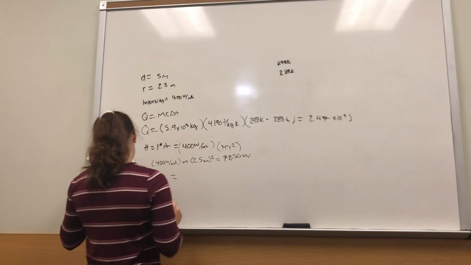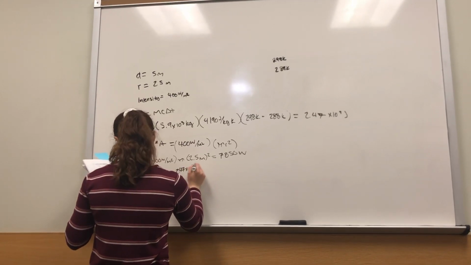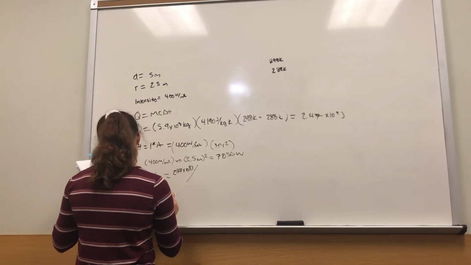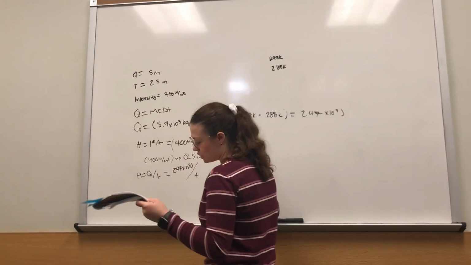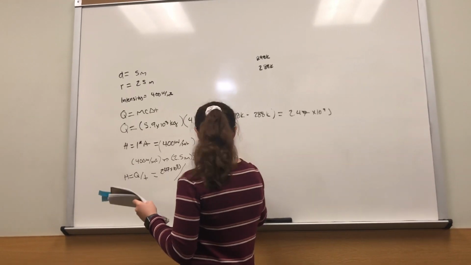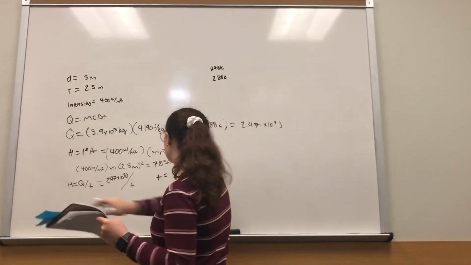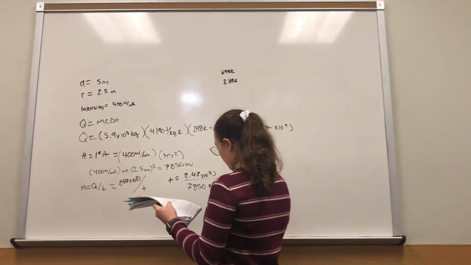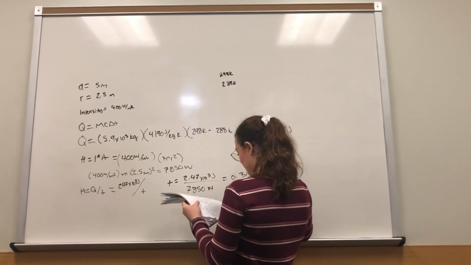And our Q we solved for up there was 2.47 times 10 to the 8 joules. So we can plug that in. We need to rearrange this equation and solve for T because we're looking for the time that it takes. So we get T is equal to 2.47 times 10 to the 8 joules, which was our Q, over our H, which we just solved for there, which is 7,850 watts. And we end up getting 0.3146 times 10 to the 5th seconds.